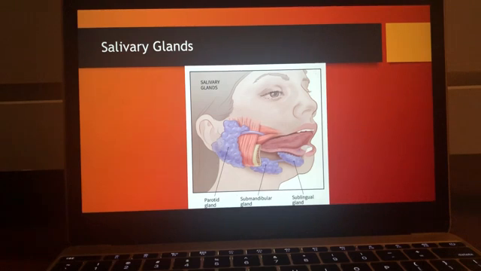The parotid gland is the largest gland. It's anterior and inferior to the ear. It's a serous gland. It secretes a clear, watery fluid rich in salivary amylase.